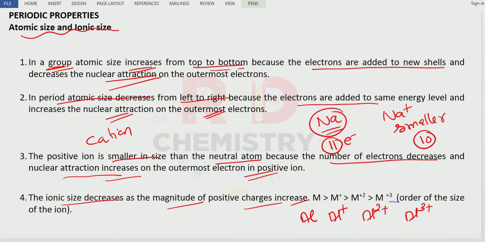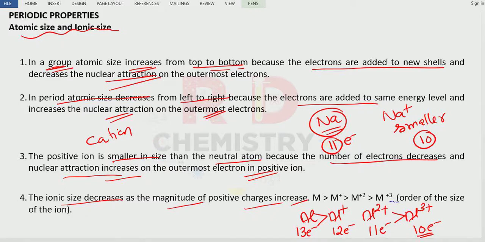In the case of aluminium, there are 13 electrons. Here there are 12 electrons, here 11 electrons, and here 10 electrons are there. As the number of electrons goes on decreasing for the same aluminium, what will happen? Attraction between the nucleus and the outermost electron increases. Therefore, size goes on decreasing. Therefore, aluminium is the largest in size and aluminium plus 3 cation is the smallest in size.